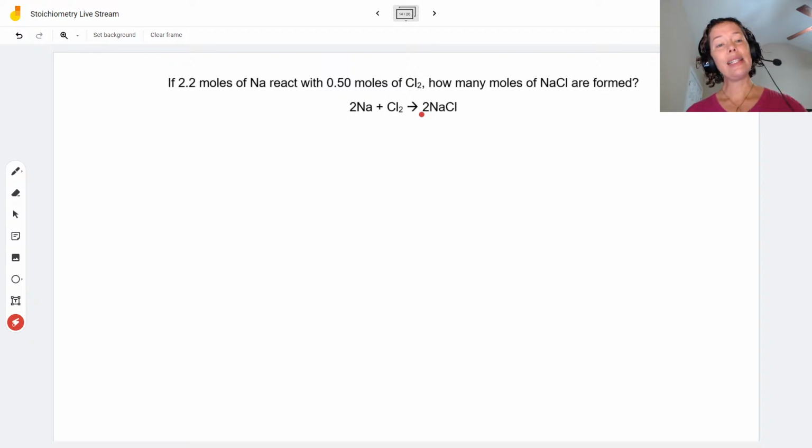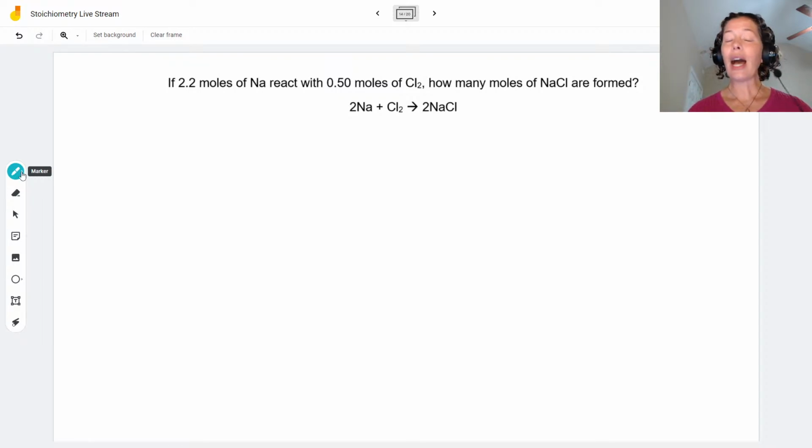Now, the nice thing about this problem is it's very simple and everything is in moles. So we're not even having to mess with converting from grams to moles, or like we just saw, using the ideal gas law. We are only going to work with moles and we're going to stay in moles, which is going to make things a little bit simpler. All right, so I need to figure out again, is my sodium going to run out first or is my chlorine going to run out first?